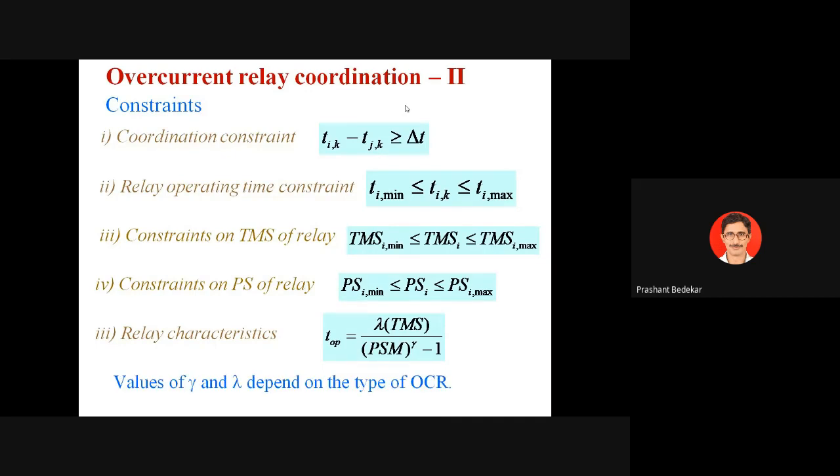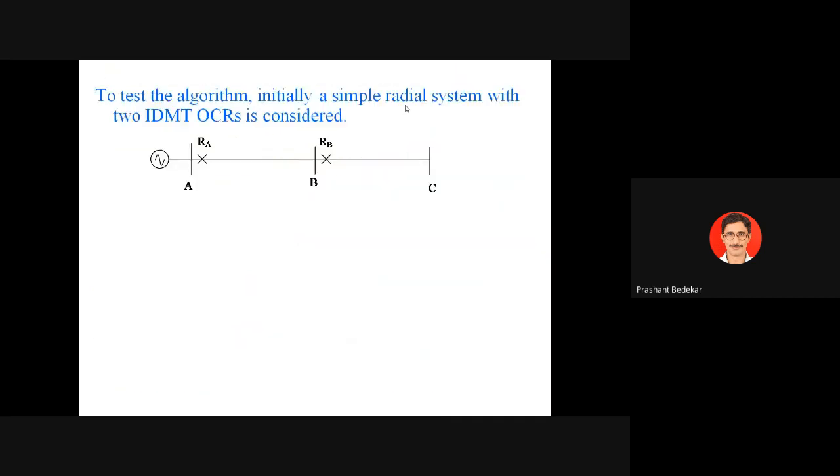Let's take a system. Of course, lambda and gamma depend upon the type of overcurrent relay. Same system. Let's see the same system.